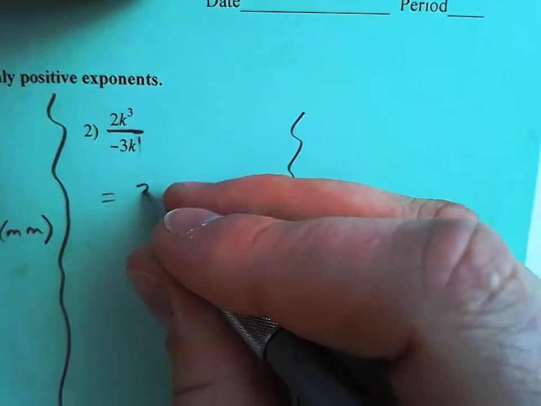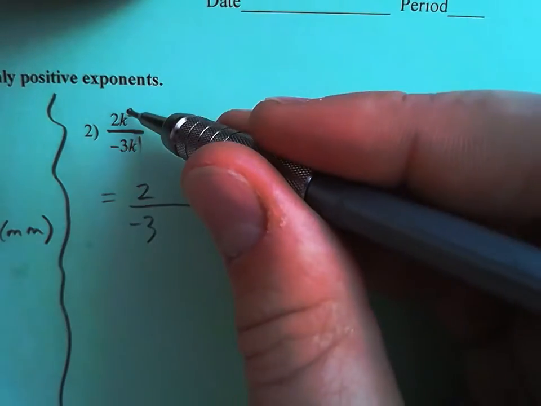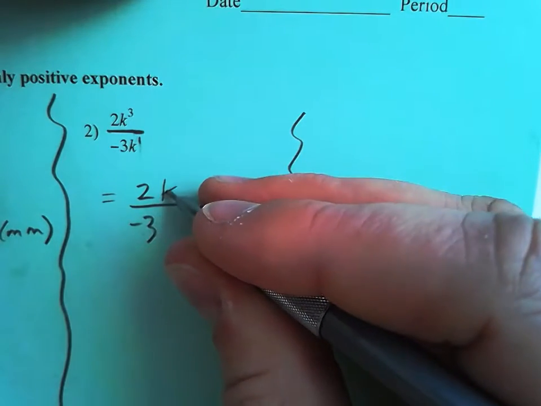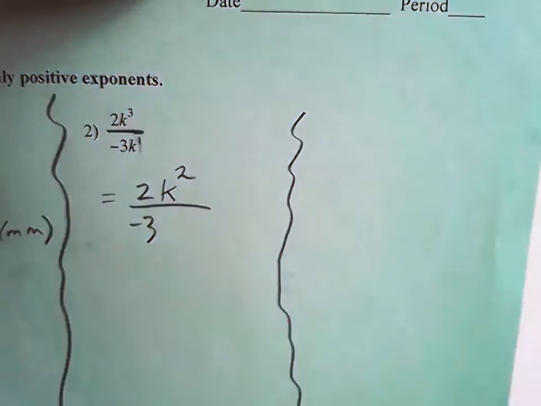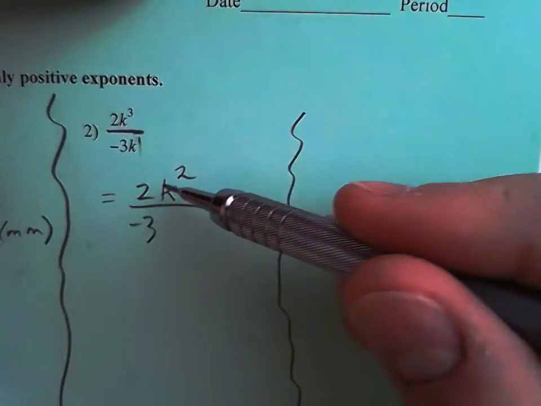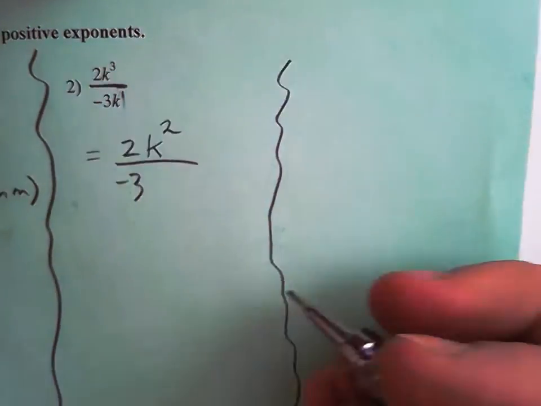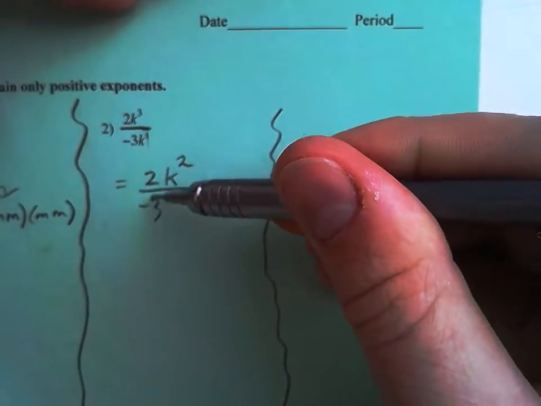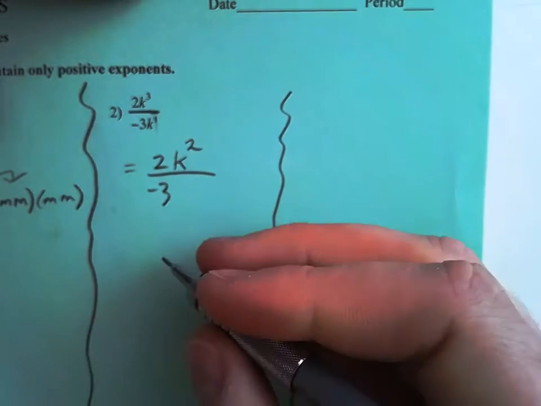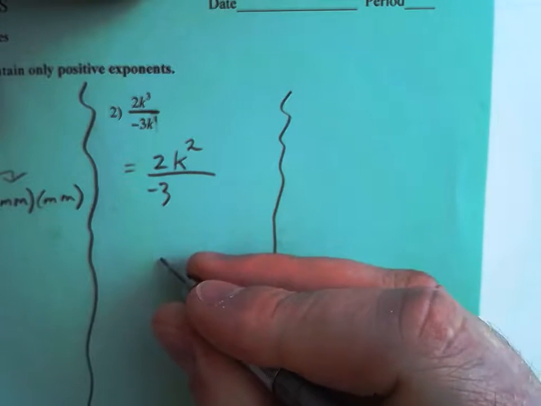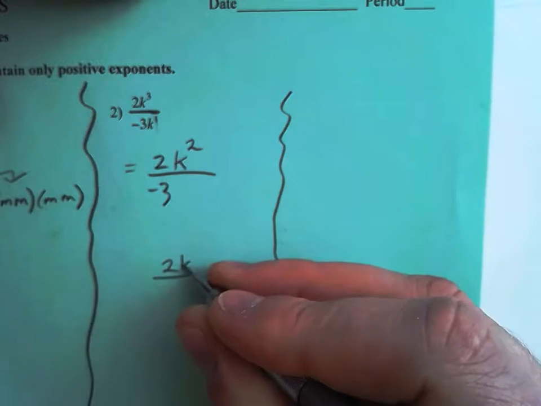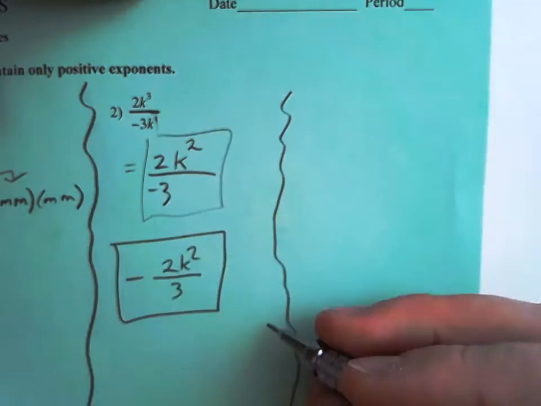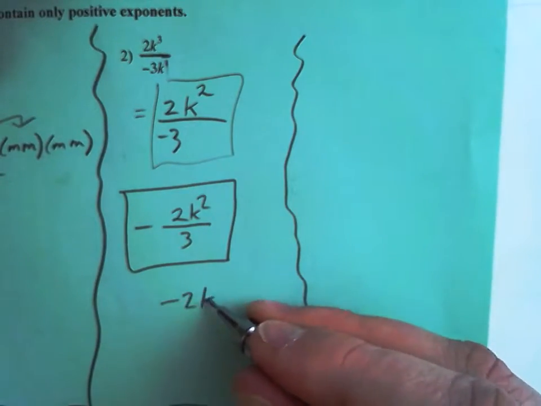the exponents. So leave the 2 and the -3 for a second. 3 minus 1 is 2. So that would be k squared. So 2k squared over -3. And that's really all you can do, because 2 and 3 are not the same number, so they won't be able to divide. So it'll be 2k squared over negative 3. If you leave the negative on the bottom, that's fine. If you write the negative on the top, that's fine.